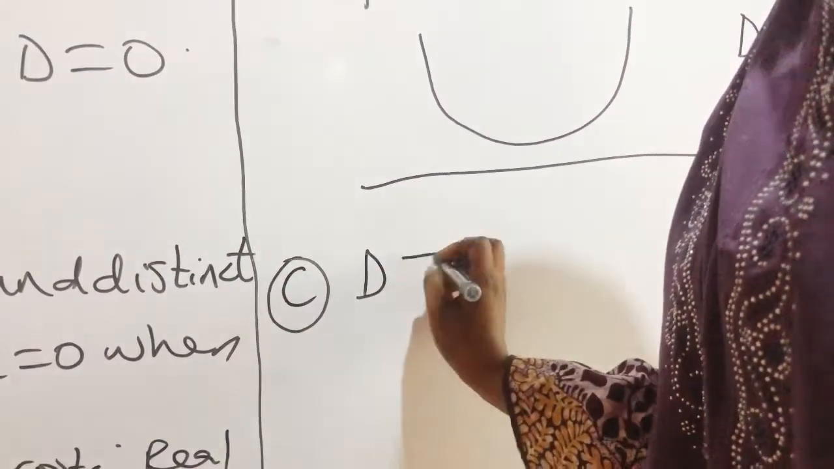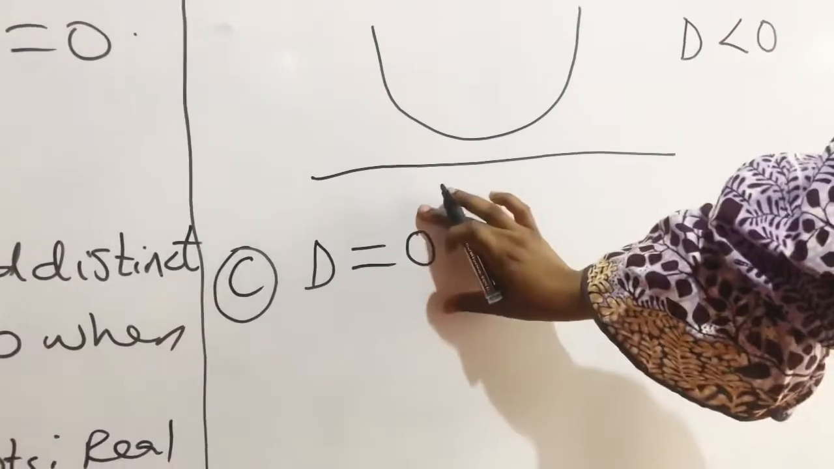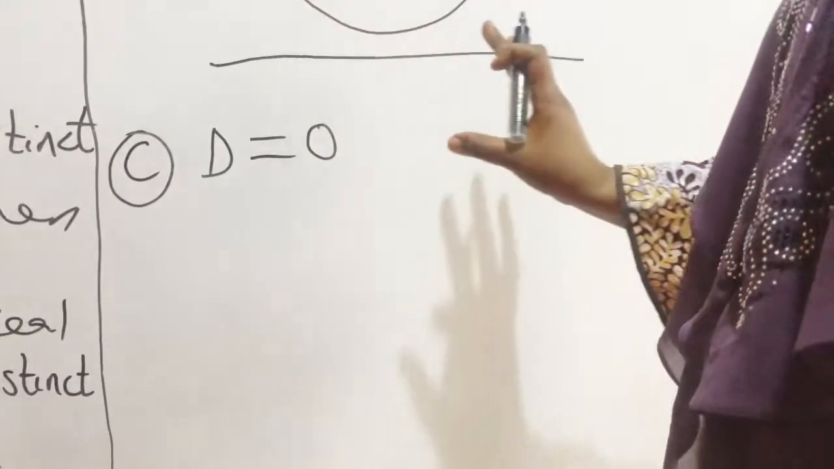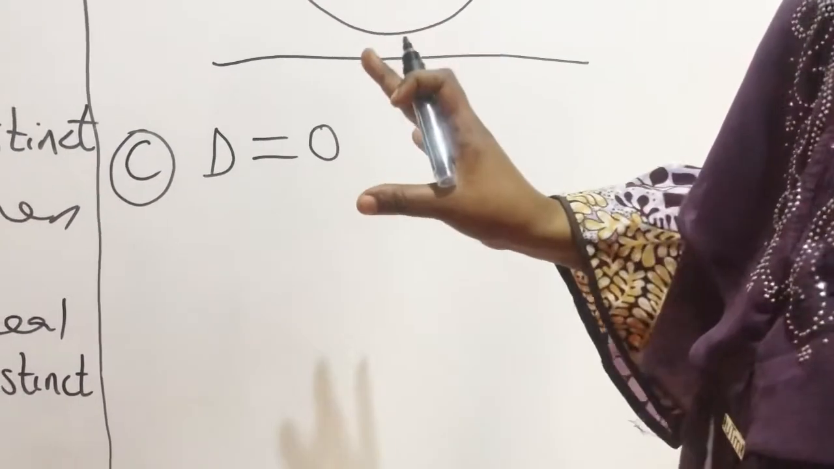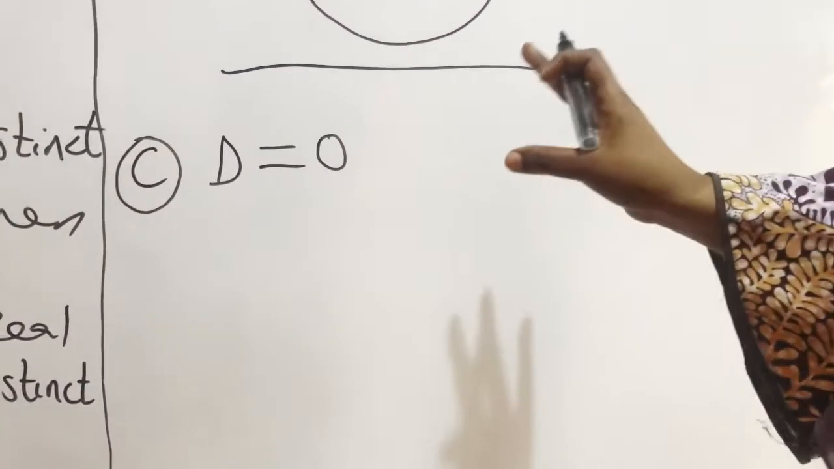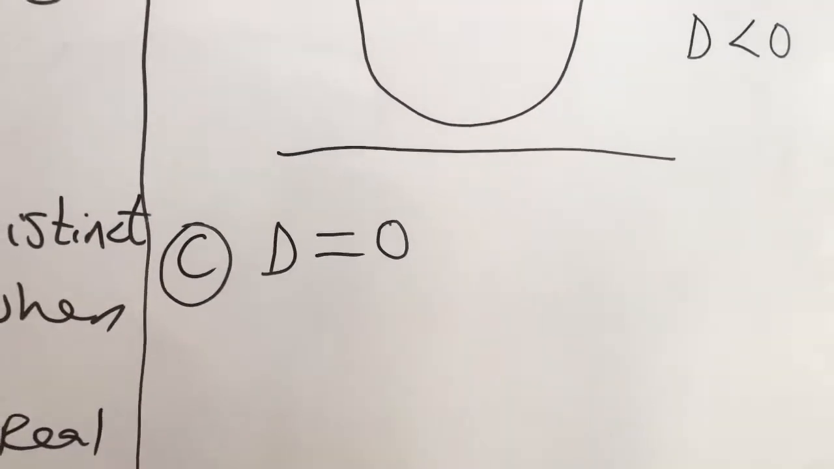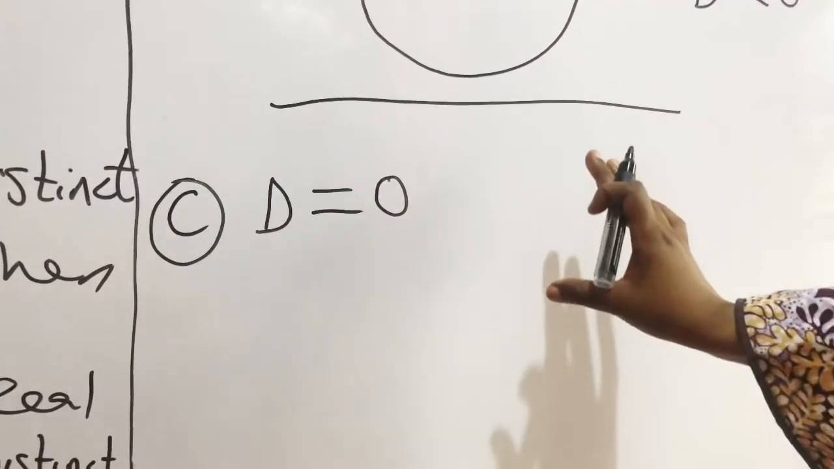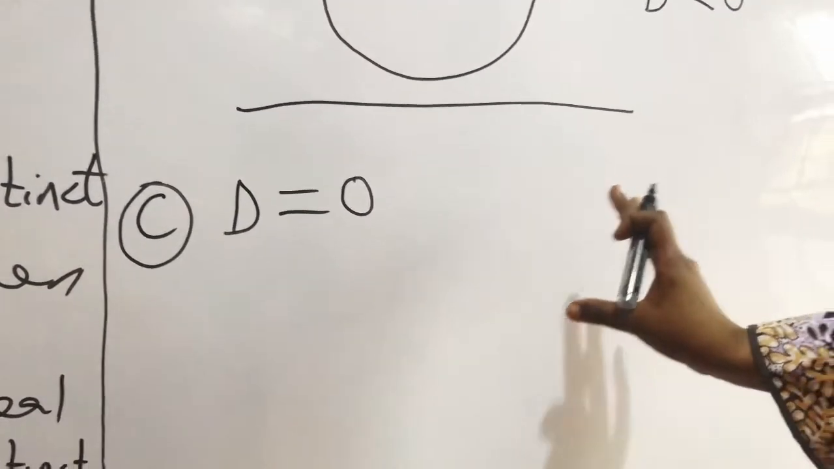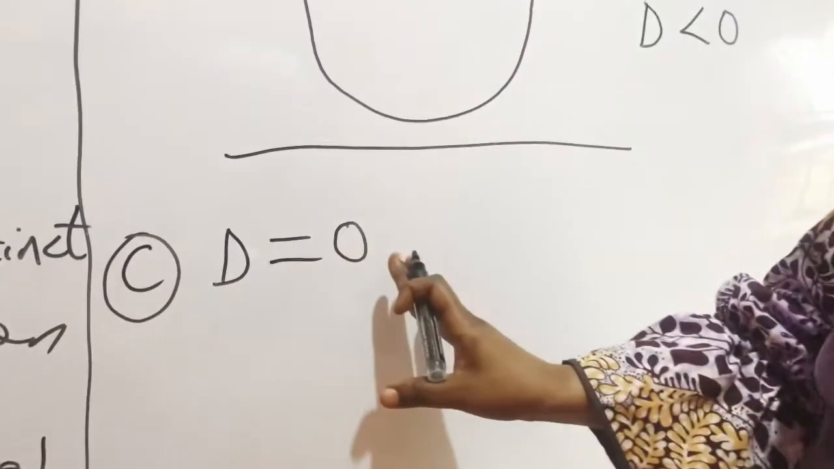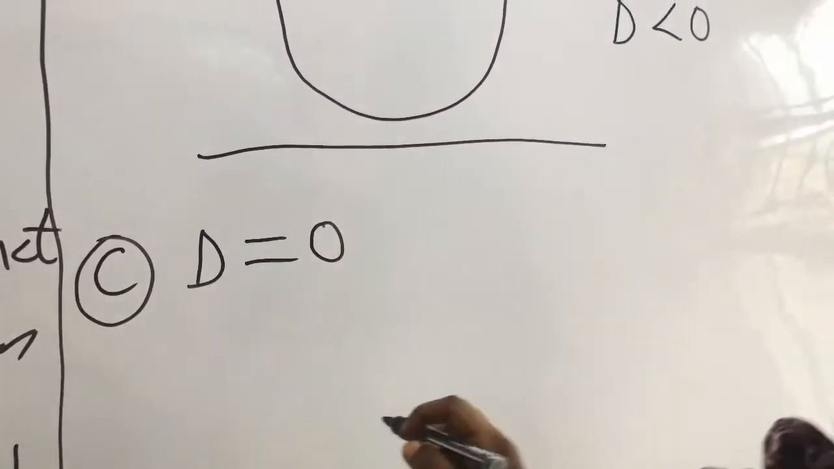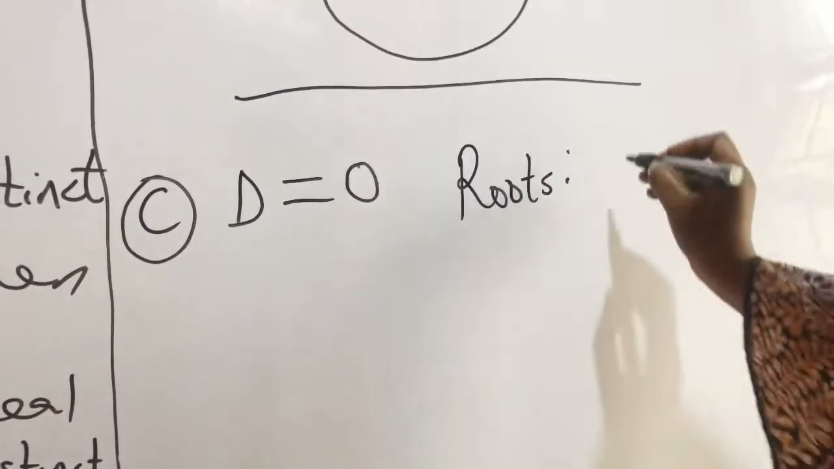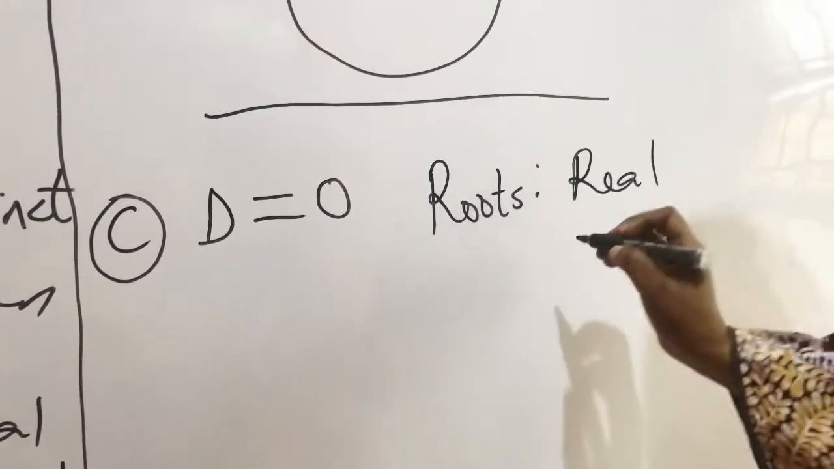Lastly, when d is equal to 0, this is when you want to determine whether the quadratic equation is a perfect square. They ask you to find maybe k or r, something like that. We have done a video on that one also. They ask you to determine the value of k or r for that quadratic equation to be a perfect square. That is when d is equal to 0. The nature of the roots here are real and equal.